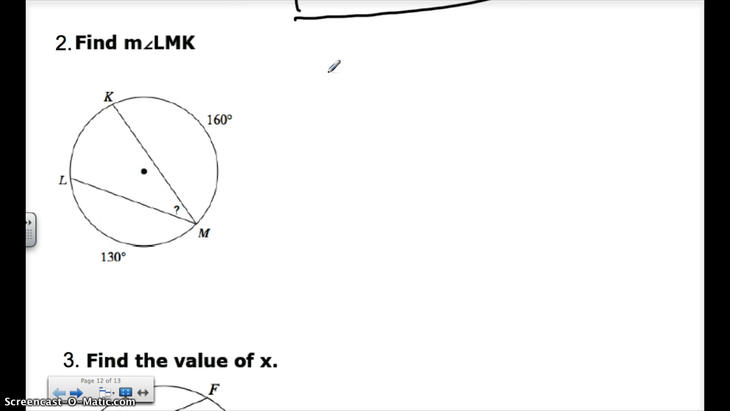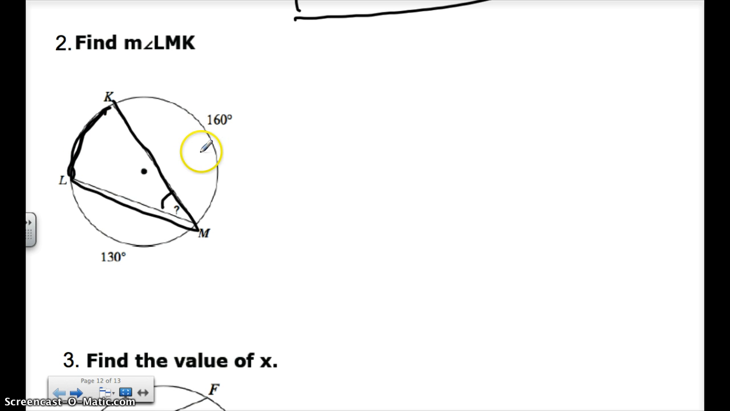Let's take a look at this one. Once again, a tricky problem. What we know in this one is what it's giving us. We're trying to find the measure of angle LMK. LMK is right here. To find out this angle, I would have to know what this arc is. So the first step in solving this problem is to find out what arc LK is.